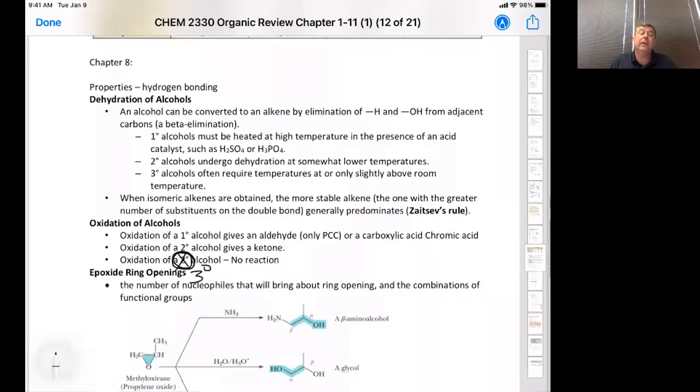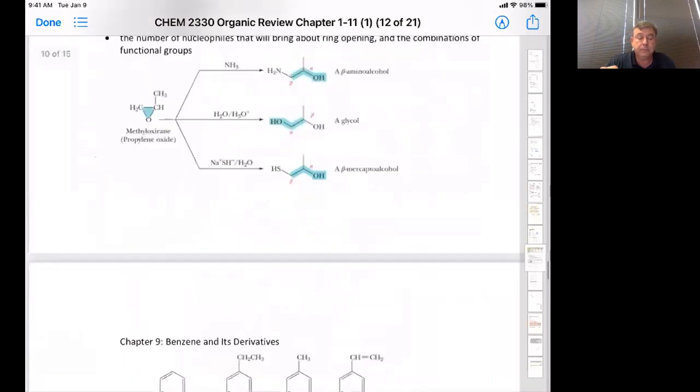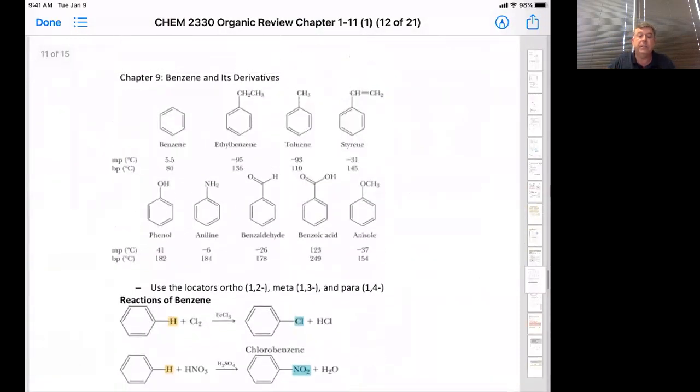Then we learned we can also make alcohols by opening up the epoxy by attacking it with a nucleophile. Any nucleophile will open that up to give you an alcohol on one carbon, and then the nucleophile attached to the other carbon of the epoxy ring. Okay. Which brings us to benzene.